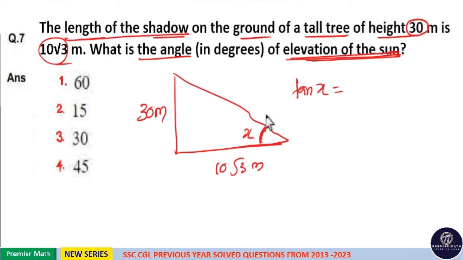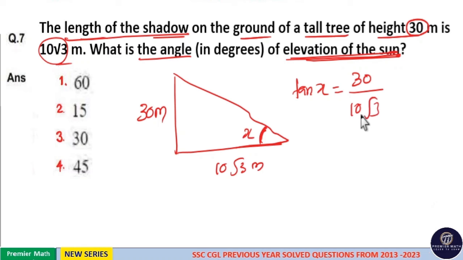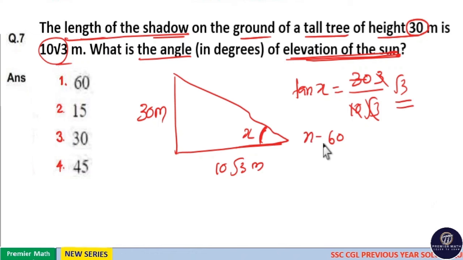Tan x is equal to the opposite side 30 divided by the adjacent side 10 root 3. Now 10 goes 3 times in 30, and root 3 goes root 3 times. So tan 60 is equal to root 3, so x is equal to 60 degree. Option 1 is your answer.